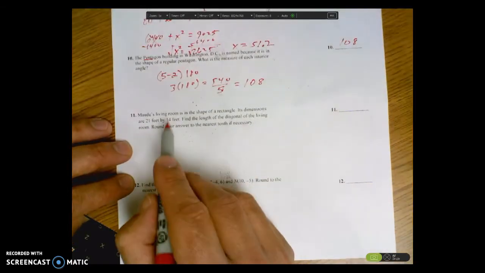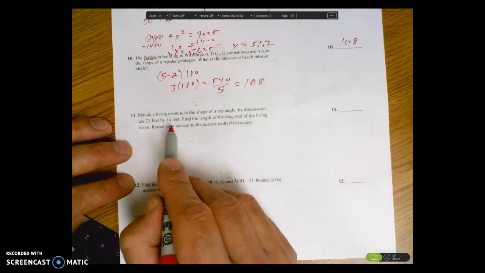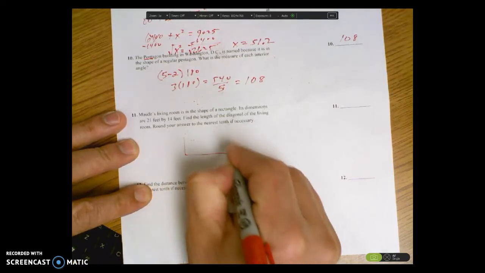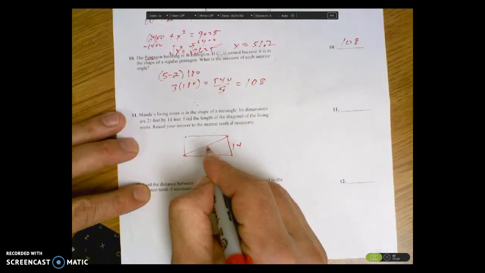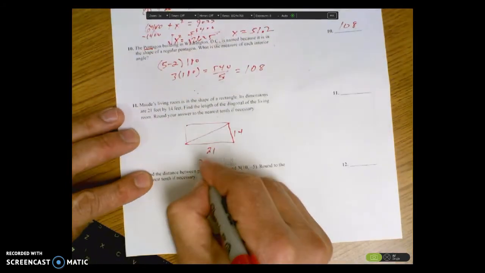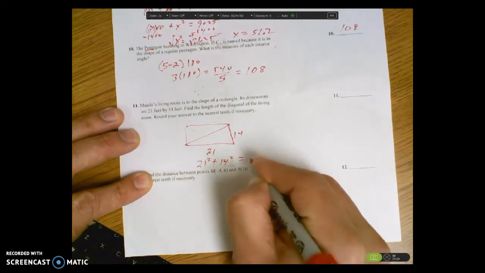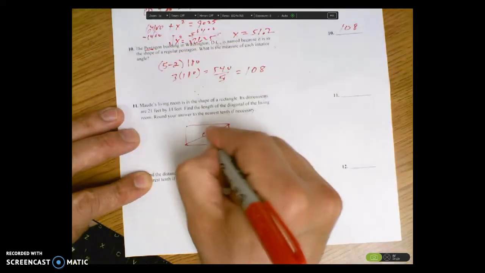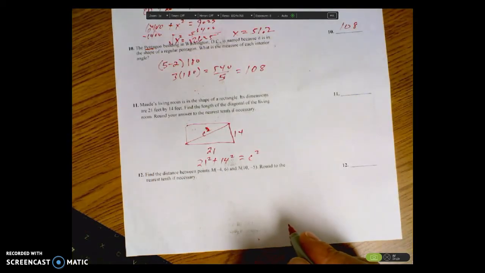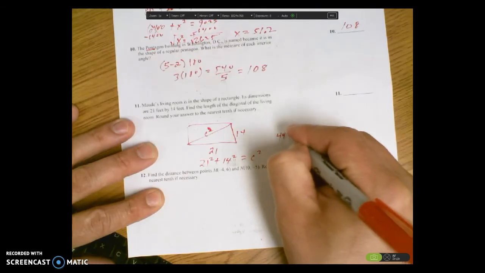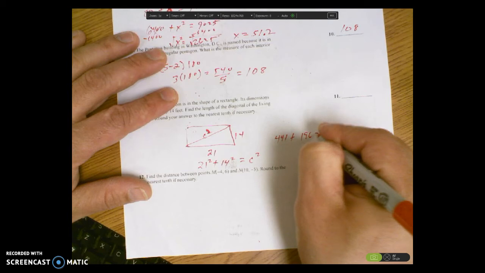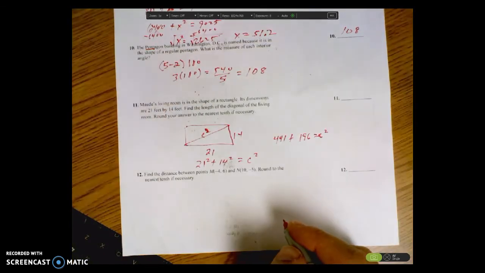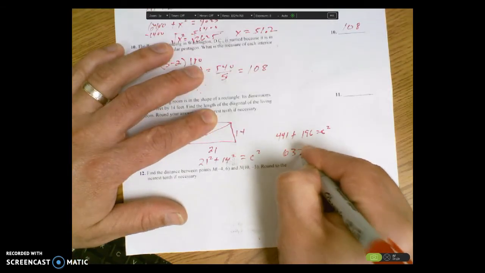Ooh, 2 minutes. Maud's living room is in the shape of a rectangle, 21 by 14. Find the diagonal. So I'm going to draw it. Okay, I know it's 21 by 14. Okay, and I've got to find this guy. That's the hypotenuse. So I need 21 squared plus 14 squared equals c squared. We'll call that c. Okay, 21 squared is 441 plus 14 squared is 196 equals c squared. All right, I add those together. Plus 441 is 637 equals c squared.